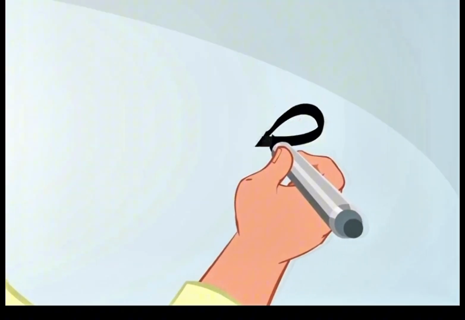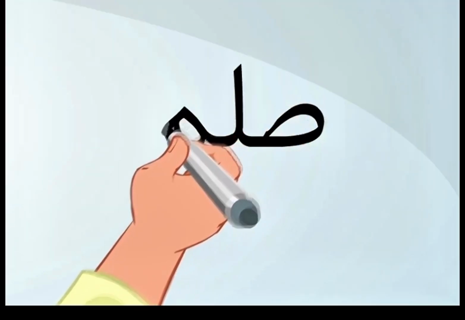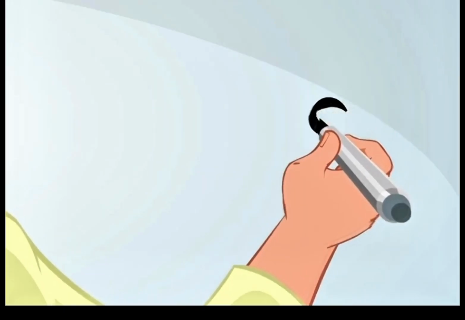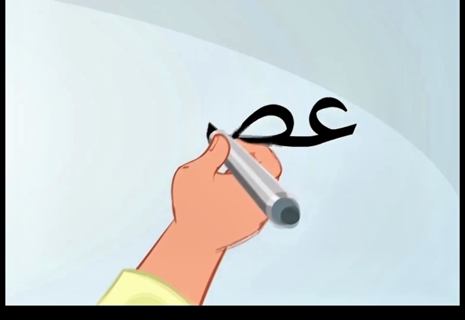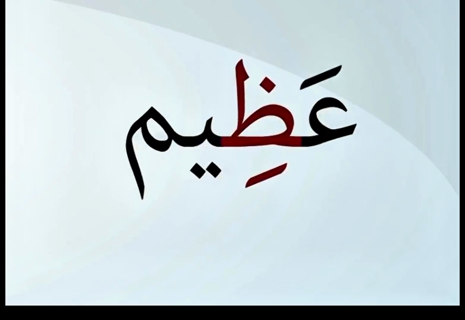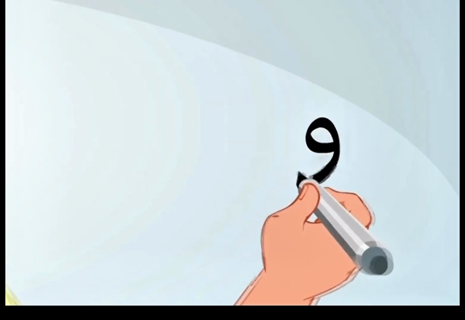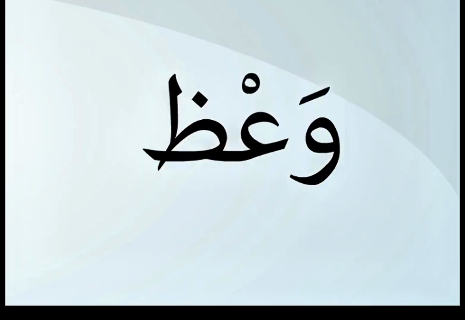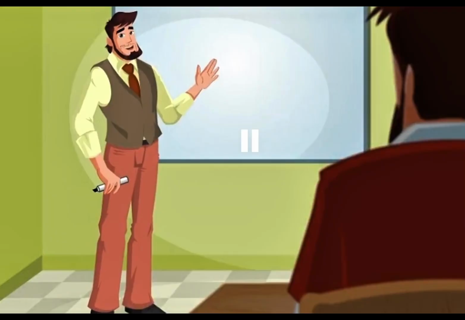This is how we write ظاء at the beginning of the word, like this example: ظلم, which means injustice. This is how we write ظاء at the middle of the word, like this example: عظيم, which means great. This is how we write ظاء at the end of the word, like this example: وعظ, which means preaching.